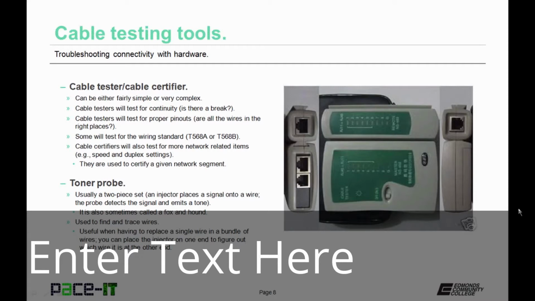Toner probes are another handy tool. They are usually a two-piece set. They have an injector which places a signal onto the wire and a probe which detects the signal and emits a tone when it detects that signal. These are also sometimes called a fox and hound. They're used to find and trace wires. They're useful when having to replace a single wire in a bundle of wires. You can place the injector on one end to figure out which wire it is at the other end.